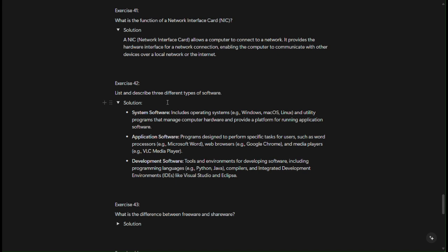And three, development software. These are tools and environments for developing software, including programming languages like Python and Java, compilers, and integrated development environments like Visual Studio and Eclipse.